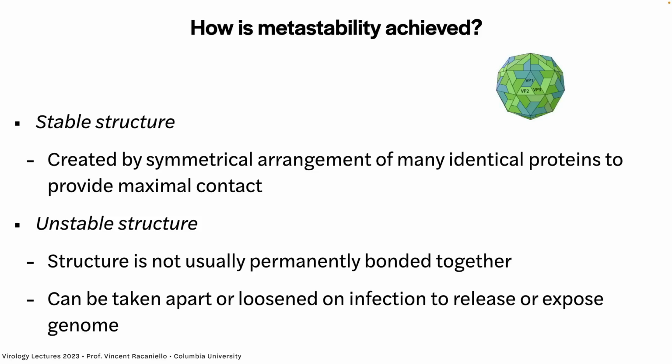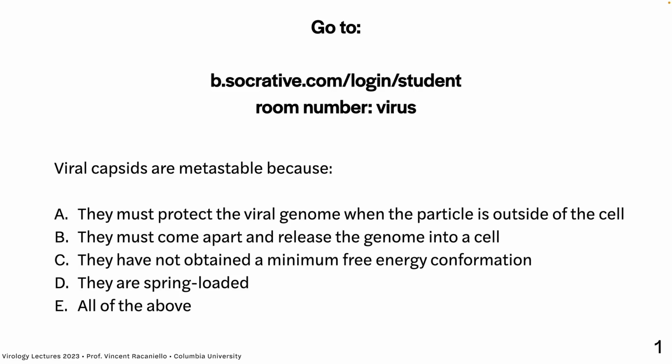So when they're not covalently bound, they can easily be taken apart or loosened on infection. They don't have to actually all come apart, all the proteins. They just need to be loosened, sometimes to make a pore where the genome can come through, and that will be enough to get uncoating. Right? So that's stability by symmetrical arrangement of proteins, and instability, that symmetrical arrangement is not covalently bonded, so it can come apart. That's metastability.